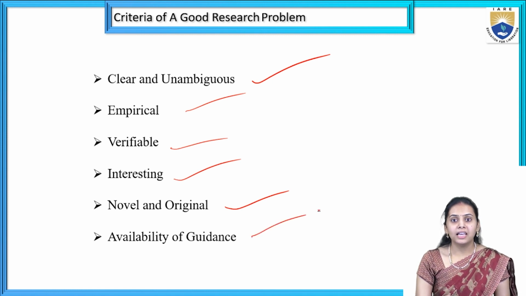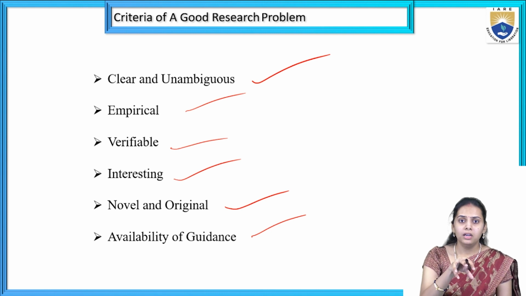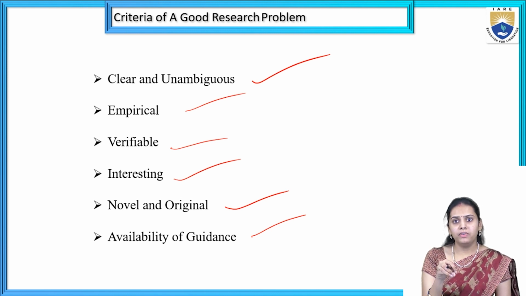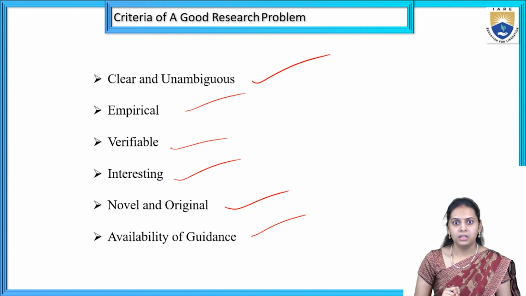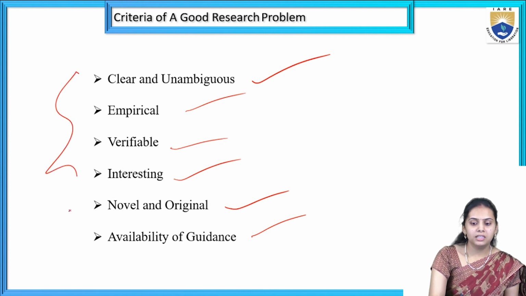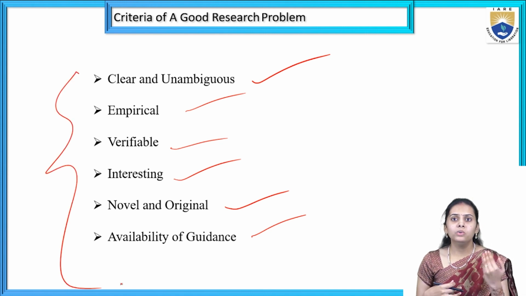And the final one is availability of guidance. Choosing a research problem should always consider whether guidance about the research problem is available or not. Based on that, if we choose the research problem and cover all these factors, it comes under a good research problem, obviously.